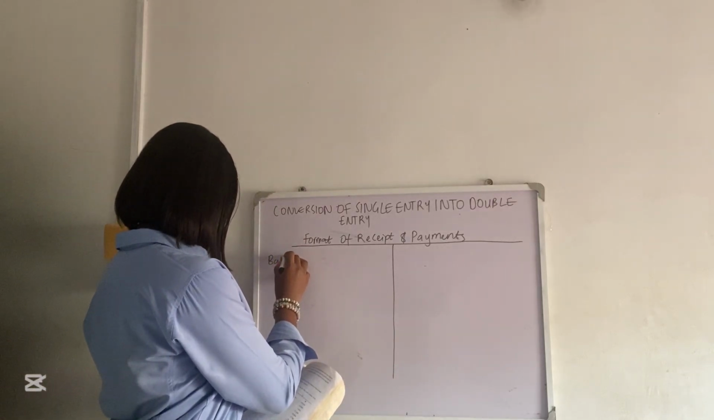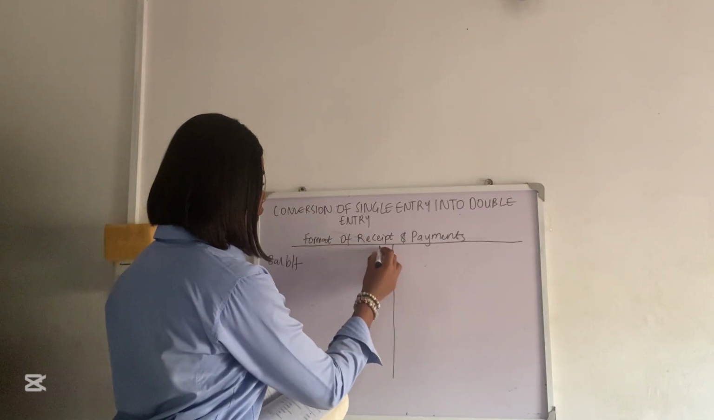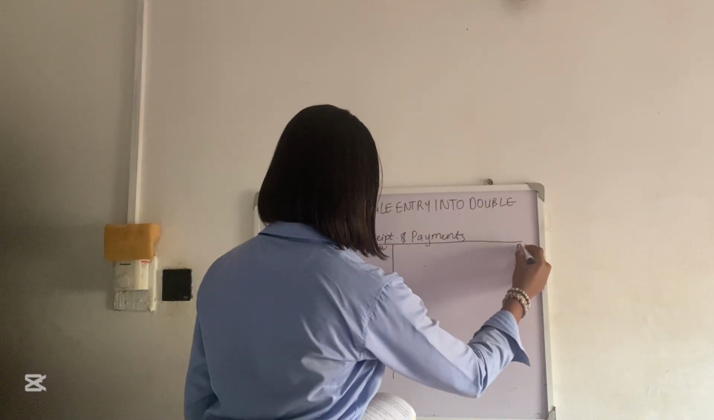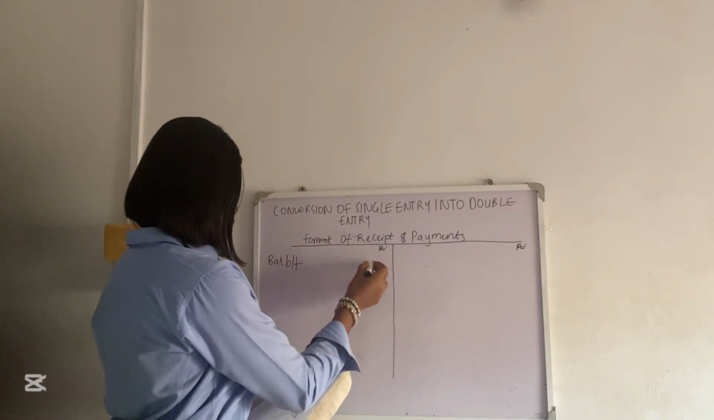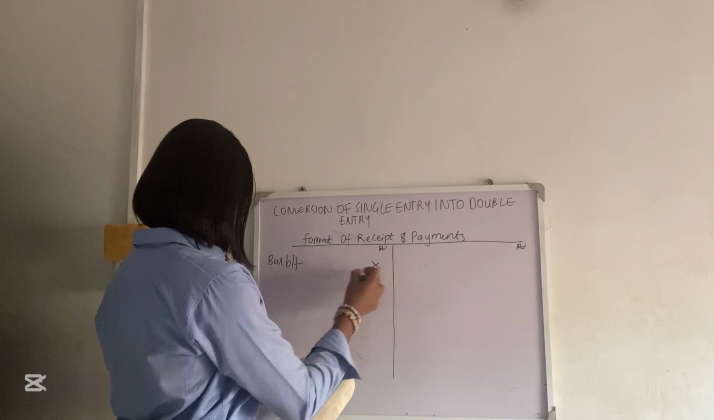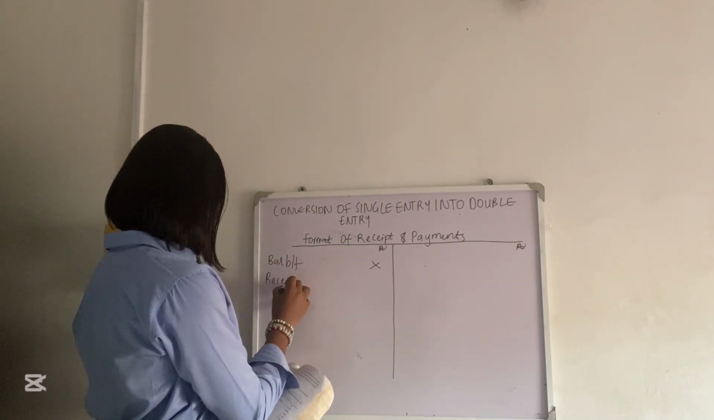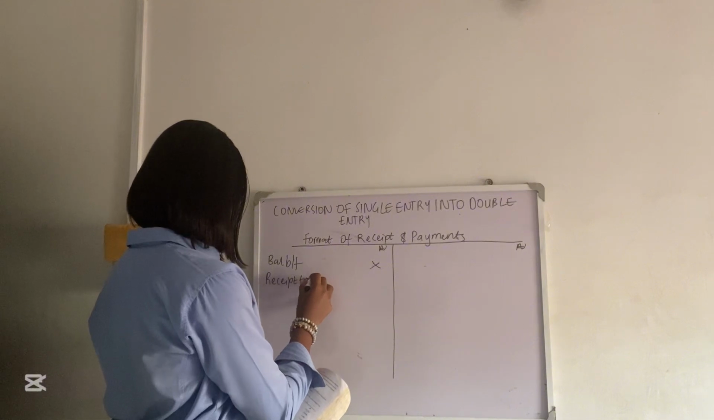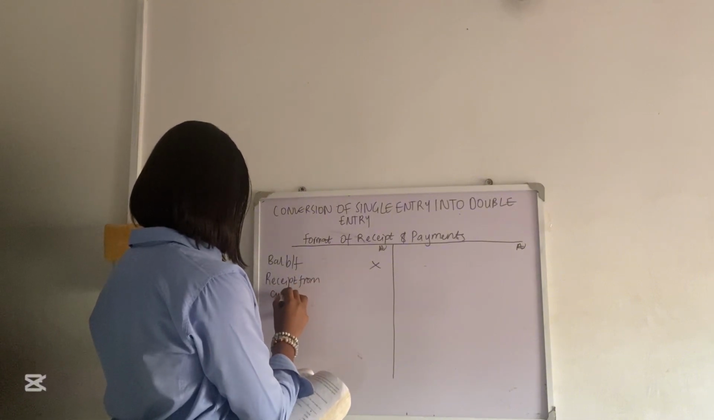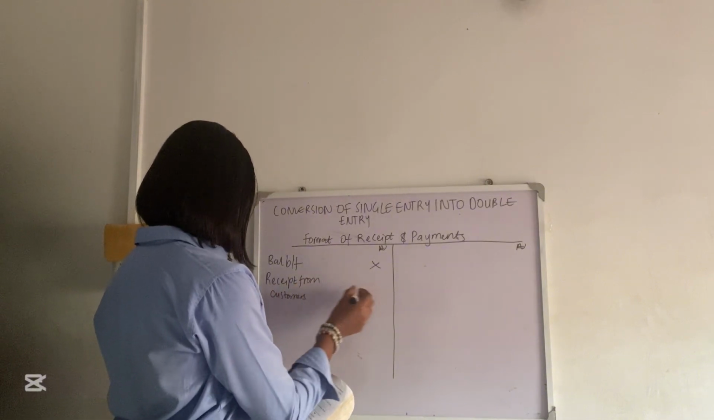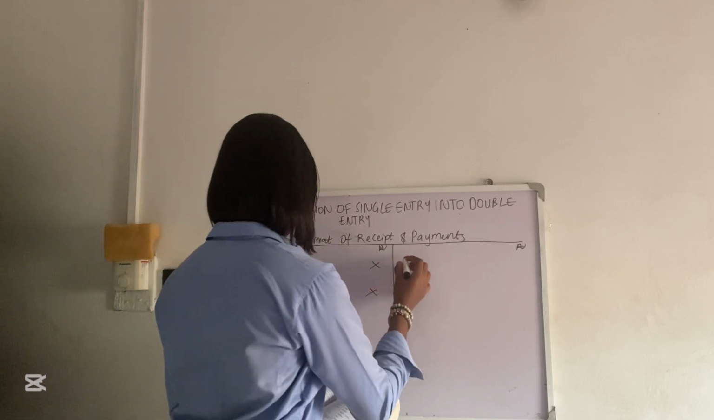Your balance brought forward, Naira sign. Balance brought forward, you have X. Receipts. Here they wrote receipt from customers. So let's write receipt from customers, X. They didn't write much here.